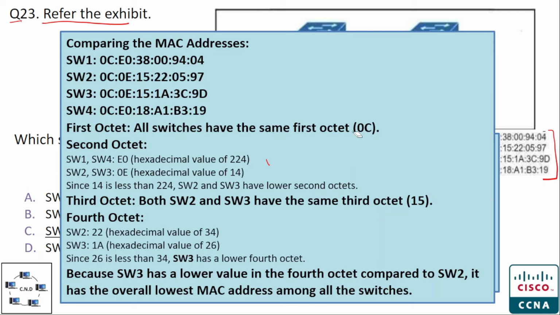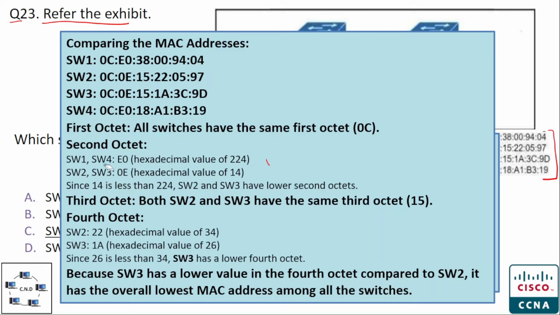All switches have the same first octet, that is 0C. So these numbers are hexadecimal. The second octet: switch 1 and switch 4 have the second octet of E0, which is equal to 224 in decimal. Switch 2 and switch 3 have 0E, which is a value of 14. So switch 2 and switch 3 have the lower MAC address.